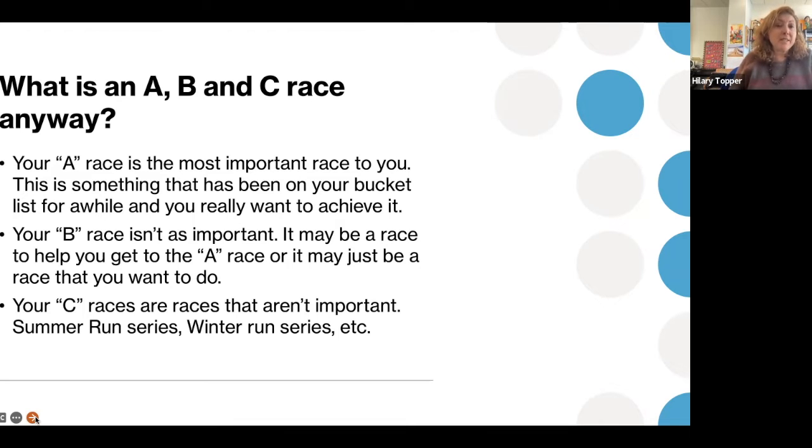Your C races are races that really aren't important, but they're just fun and they help you get to the next level. For example, on Long Island, there's a summer run series or a winter run series, and you might sign up for that just because you want to get faster. So every time you race in these runs, you try to get faster each one. And that's your C race.